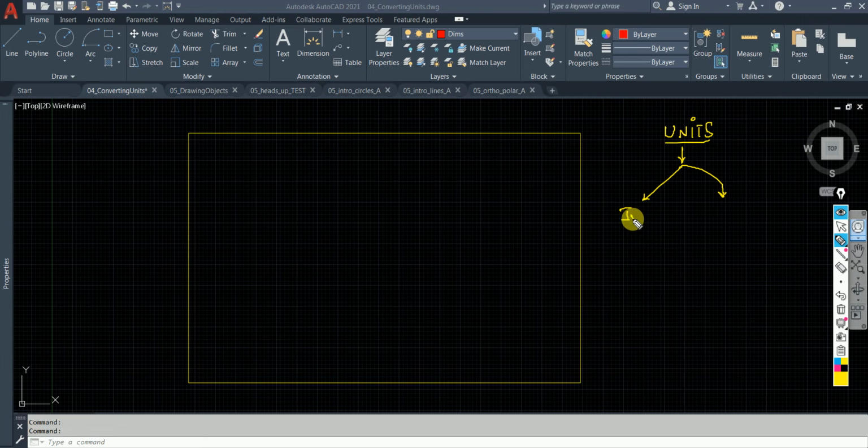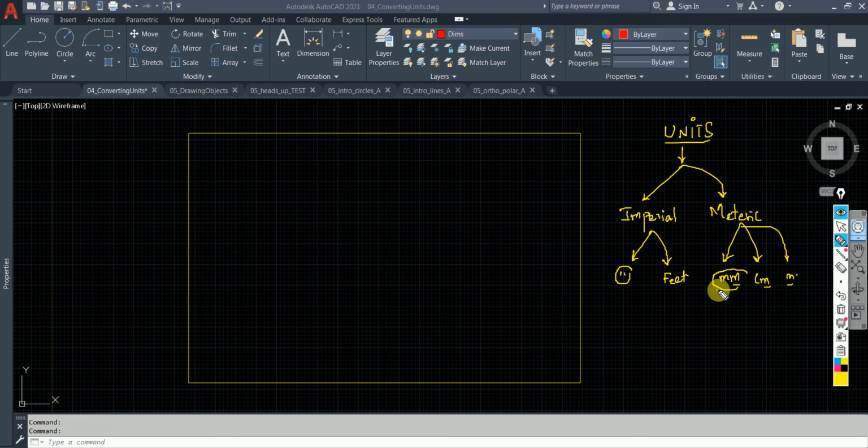Can I say units are basically two types? One is imperial, one is metric. Now what is imperial, what is metric, I will tell you. Imperial means inches and feet. Metric means millimeter, centimeter, meter, kilometer. Very easy. Sometimes you might have clients in the US who are all using inches, and you are using, let's say, millimeter, or the other way around.